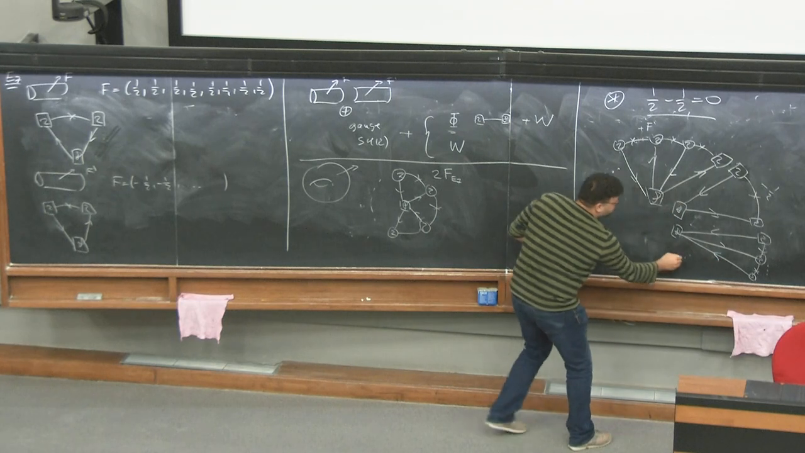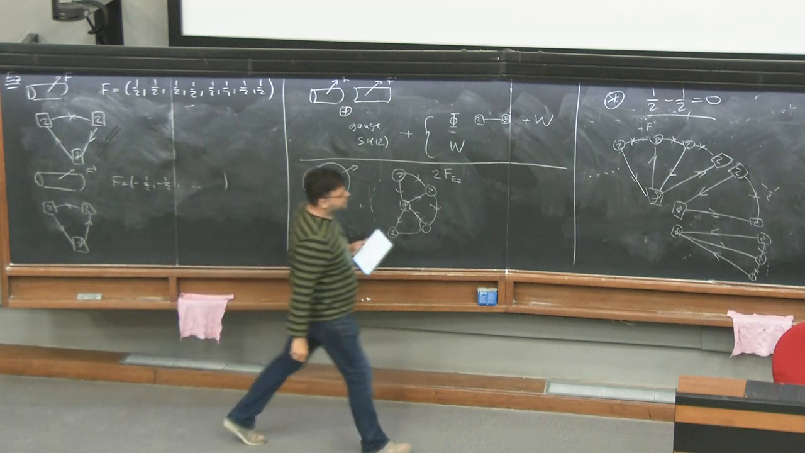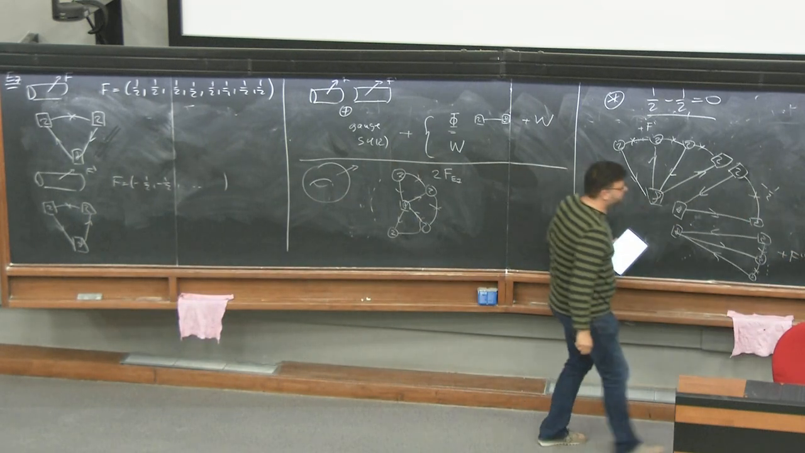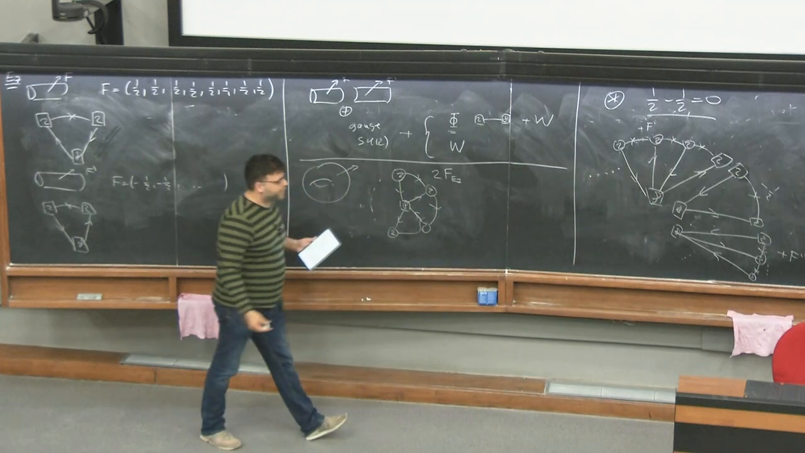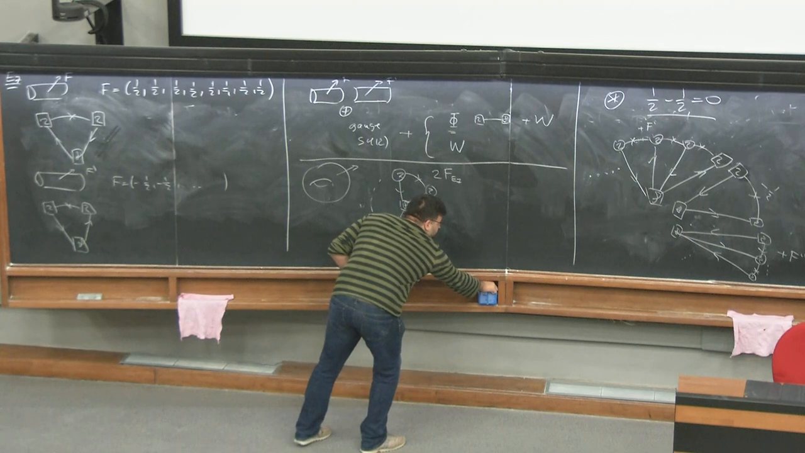Okay, so we glue two such things together. This has a flux minus a half, and this has flux plus a half. Okay, so what are the rules of the game? How do we glue these things together? There are two things we need to do, as we mentioned.